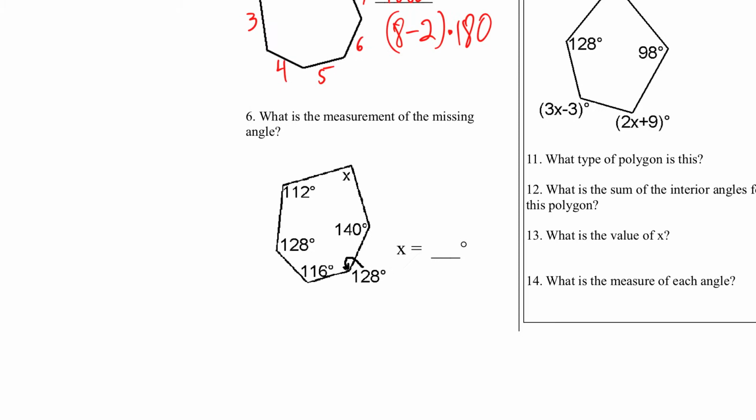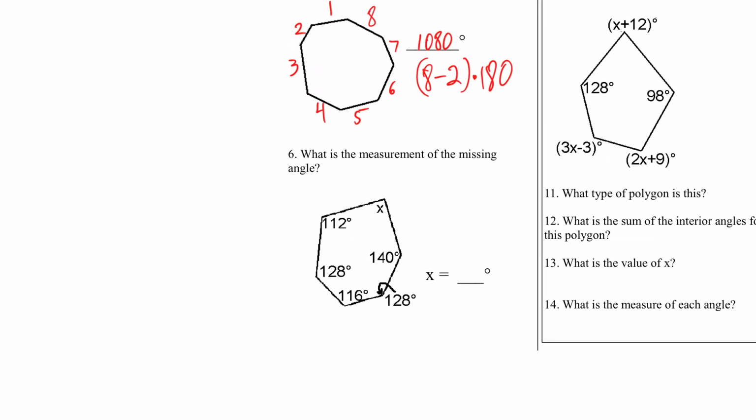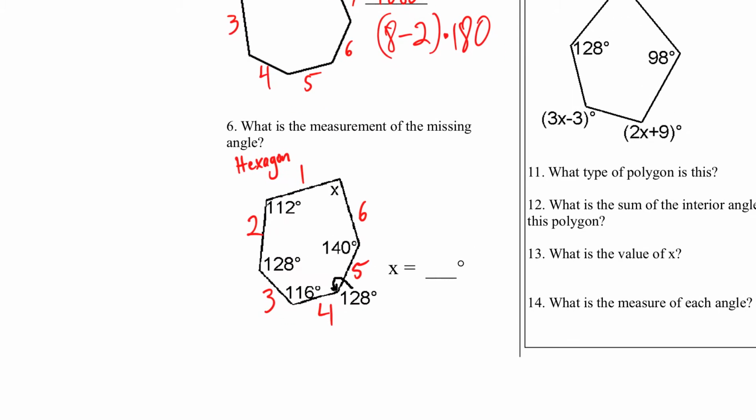Okay, on number 6, what type of shape is this? This is a hexagon. Now the first thing I would need to do is use my formula from number 1, so I would do 6 minus 2 times 180. So somebody beside Carlos or Terrell, tell me what that's going to be. 6 minus 2 times 180. It is 720.